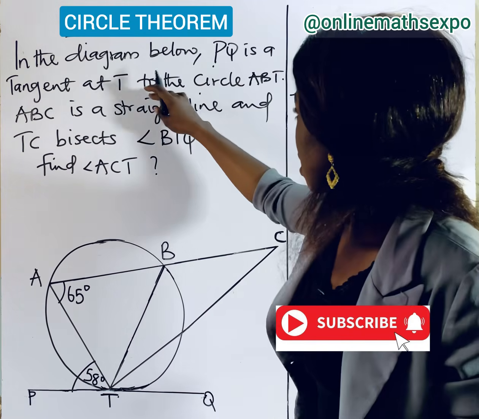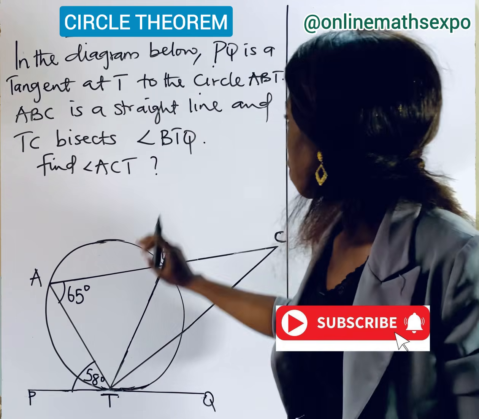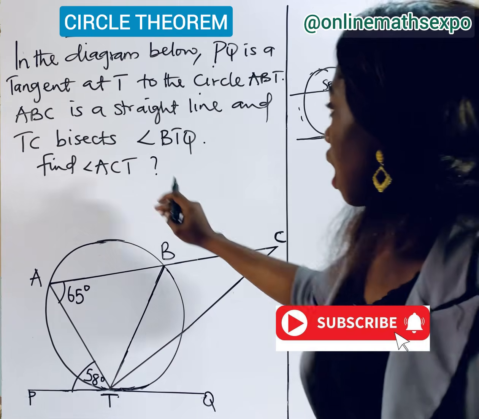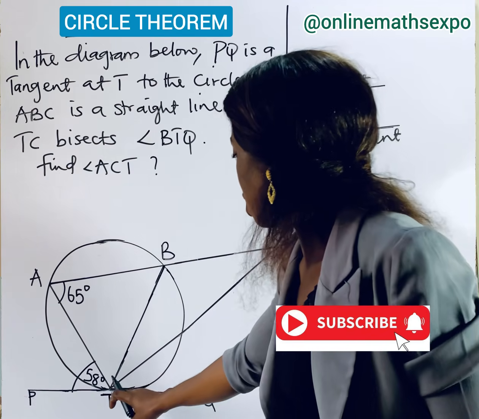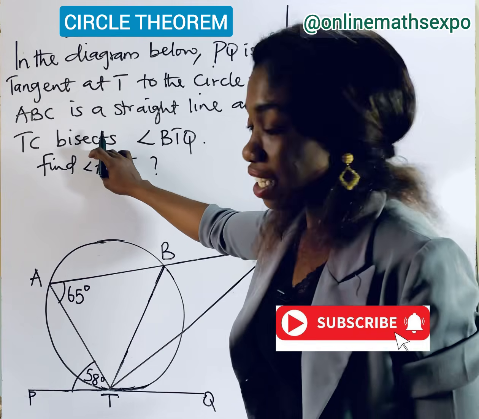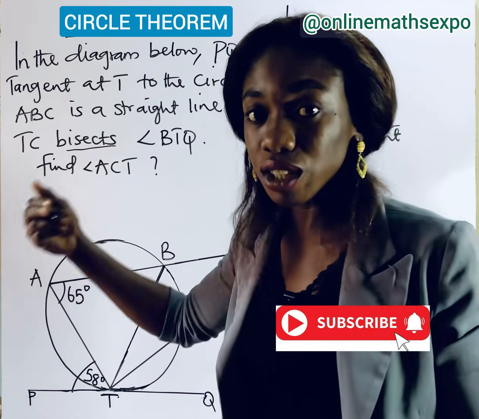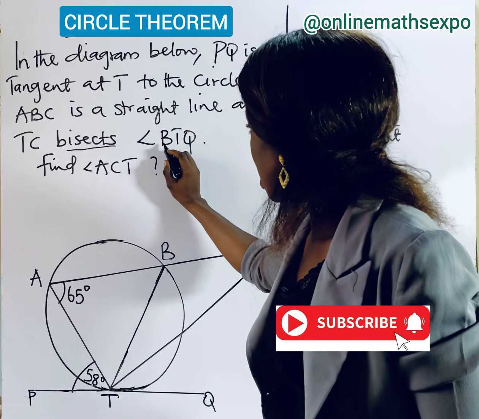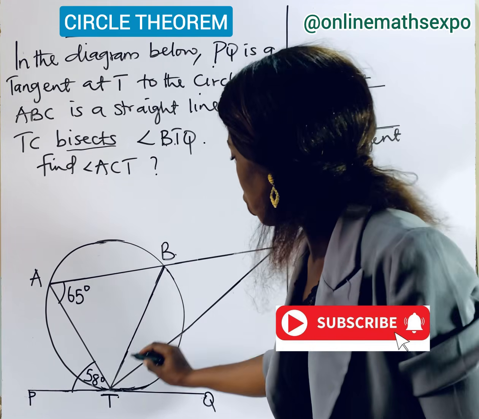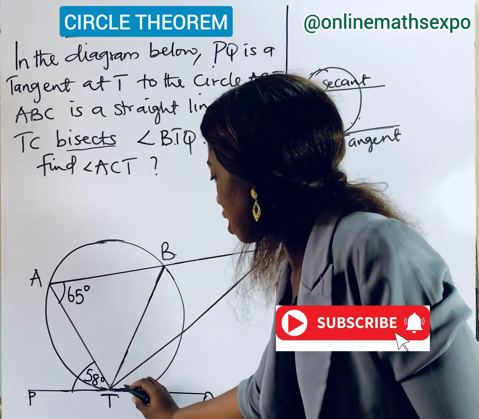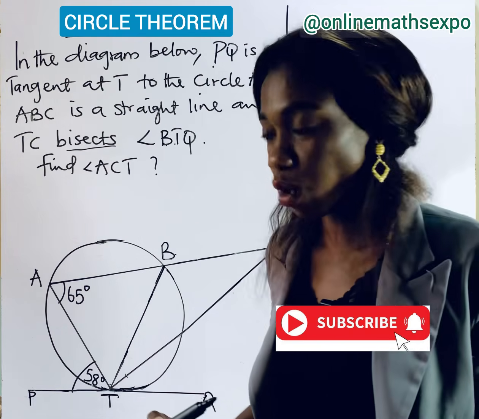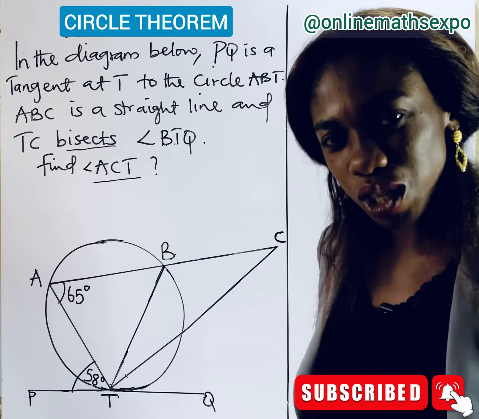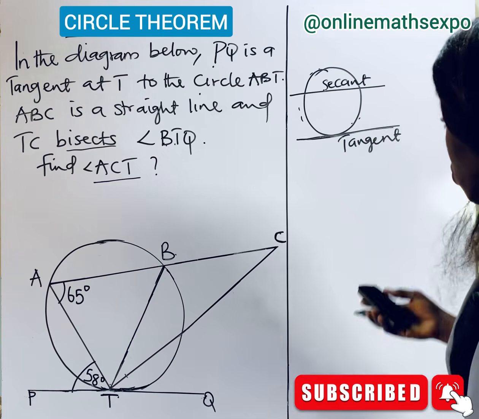And we are told that ABC is a straight line. This is the ABC, a straight line. And TC, this is our TC, this line, bisects BTQ. When you hear bisect, it means equal division. That means divided into 2 equal parts. So it bisects BTQ. This is BTQ. That's this angle at T here. It divides it into 2 equal parts. Now, the question is asking us to find this. Is this something you can do? Now, let's do this together.